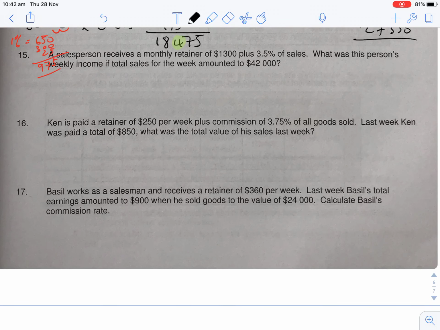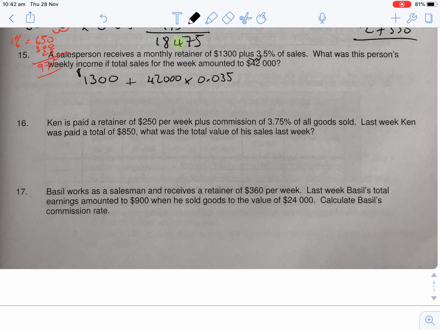Okay, question 15. A salesperson receives a monthly retainer of $1,300 or $1,300 if you prefer, plus 3.5% of sales. What was this person's weekly income if total sales for the week amounted to $42,000? A retainer, as we've said before, is a set amount of money that you earn regardless of whether you sell anything at all. So the $1,300 is just a set amount, and then plus 3.5%, so it's just 3.5% of the sales.